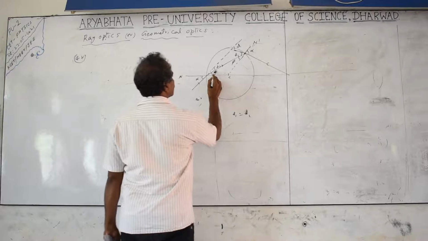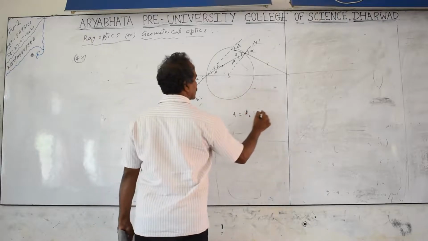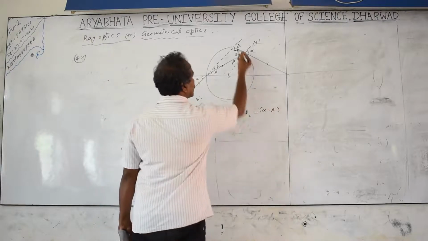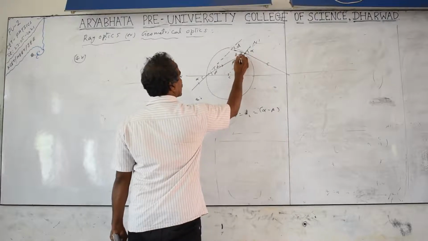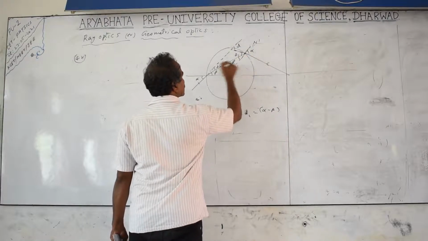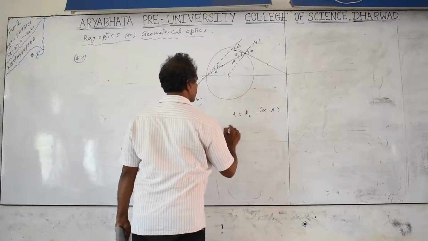So the deviation is alpha minus beta, equal to alpha minus beta. The external angle is equal to the sum of the internal opposite angles for this triangle. Then d equals d1 plus d2.